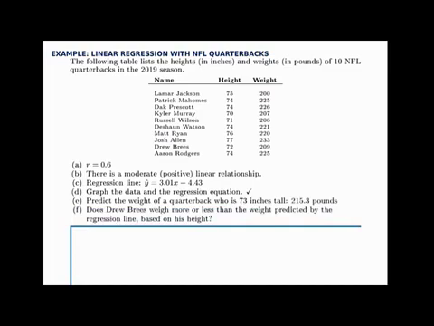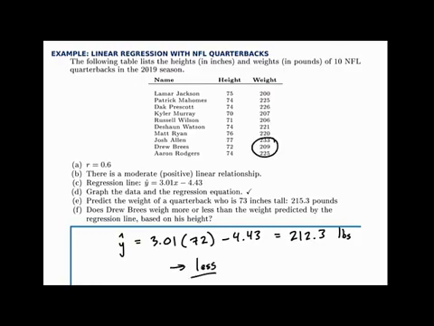Lastly, we get this question: does Drew Brees weigh more or less than the weight predicted by the regression line based on his height? So we can do the same thing we did in the last part, where we predict what someone who is the height of Drew Brees, 72 inches, would tend to weigh according to this equation. And according to this equation, that comes out to 212 pounds approximately. So the question asks, does he weigh more or less than the predicted value? The predicted value is 212 pounds, and he only weighs 209 pounds, so he weighs less than what's predicted.